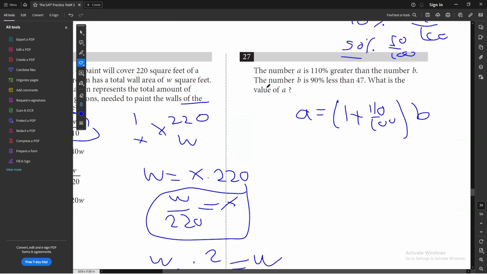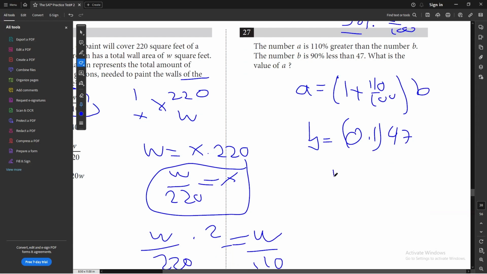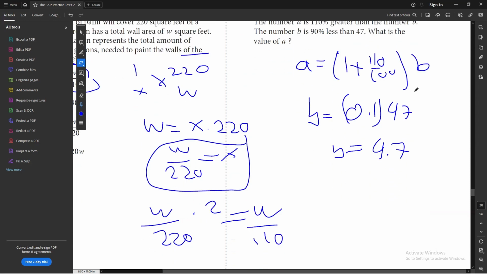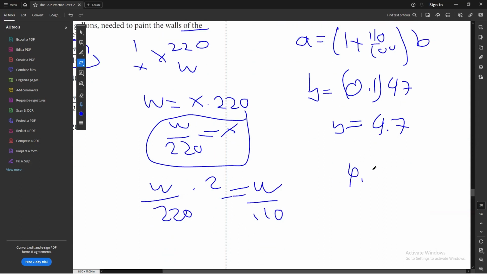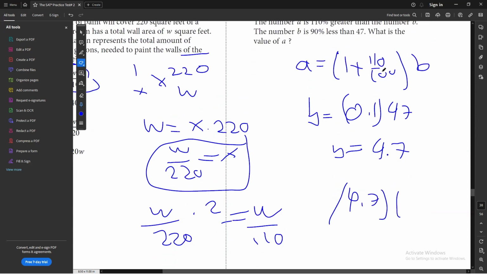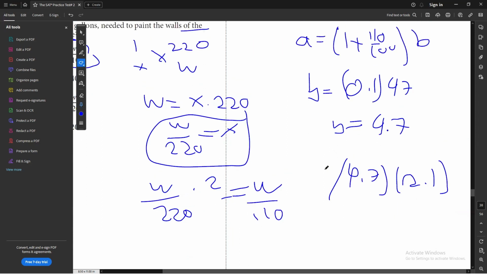And the number B, I'm sorry, is 90% less than 47. Therefore, this is saying that it's 0.1 times 47. Therefore, my B is going to be equal to 4.7. And when I plug B over here, 4.7 times 2.1, this is going to be my answer choice A.